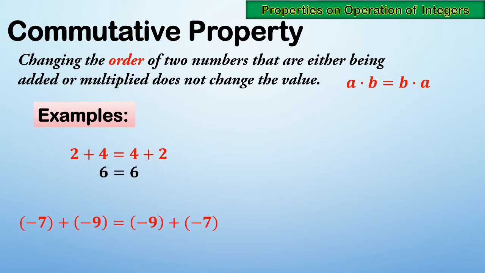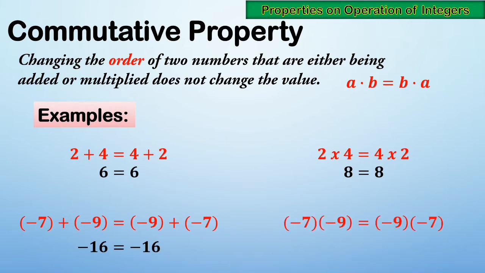Okay, let's have this, negative 7 plus negative 9, negative 9 plus negative 7, pareho pa rin yung sagot, negative 16. Okay? Then sa multiplication, 2 times 4, baliktarin natin, 4 times 2, pareho pa rin yung sagot, which is positive 8. Okay? Then another example, negative 7 times negative 9. Then the same with negative 9 times negative 7. Ang sagot is positive 63. And that is a commutative property. Kahit pa baliktarin natin, same pa rin yung sagot.